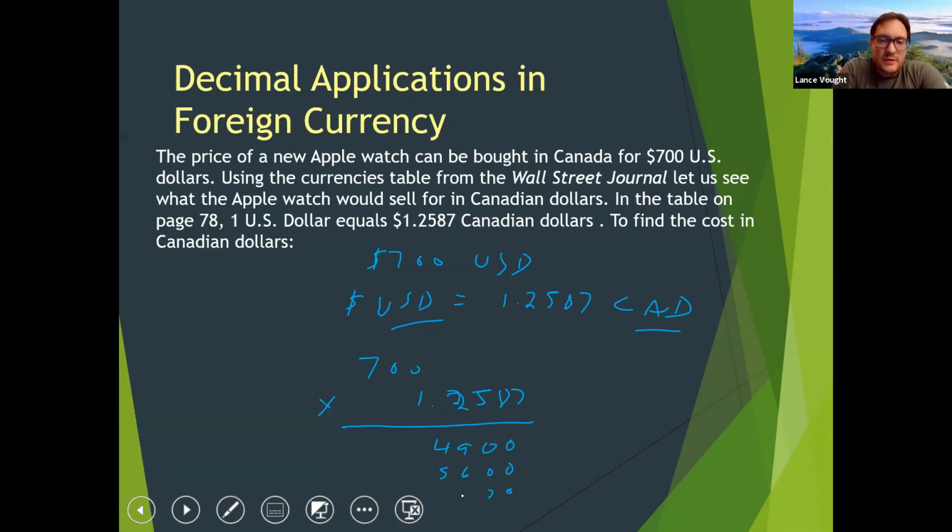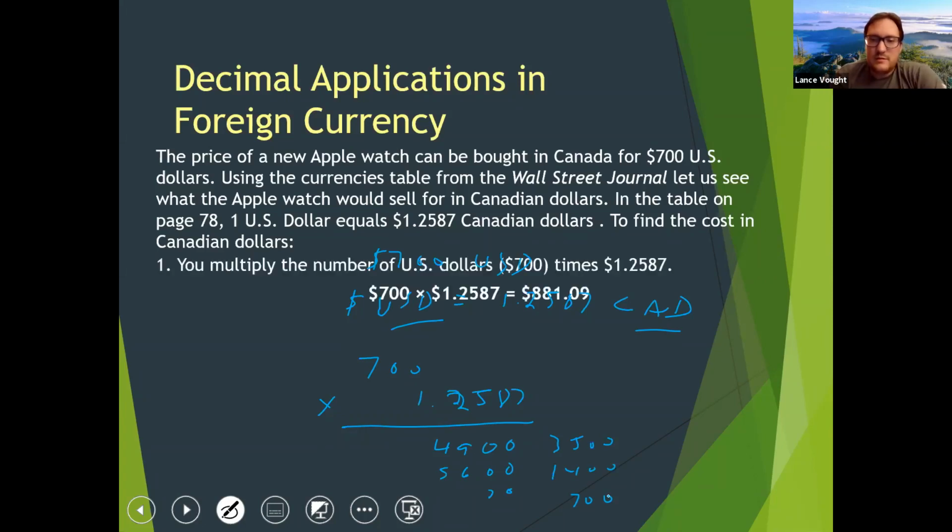Sorry about that. For some reason, I'm too close to the bottom. So we're going to do 3,500, 1,400, 700. You add all this up, and you end up with $881.09. So if you add all these numbers up, you get 4,900 plus 56, 3,500 plus 1,400 plus.